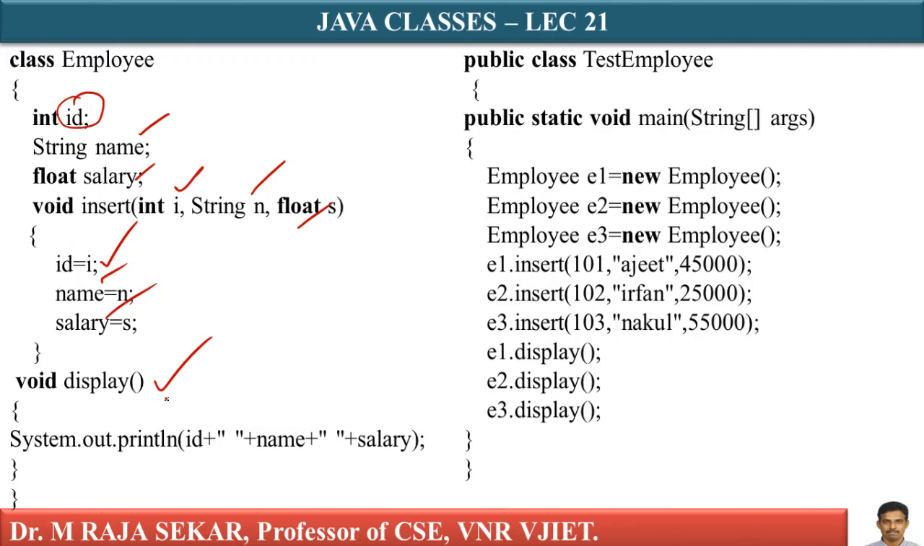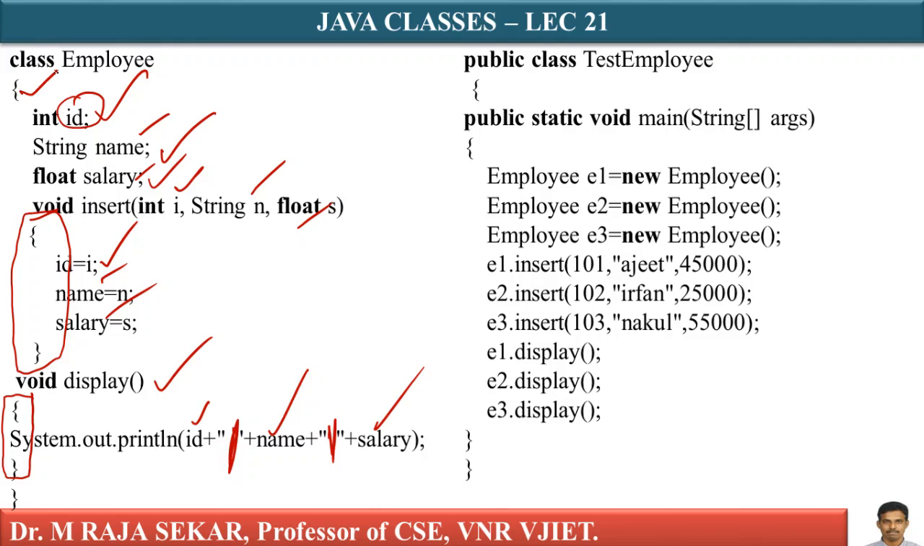Of course, this display method is used to display. Which one will it display? I am displaying ID, appending some space, then appending name, appending space, and then appending salary. It's a repetition of my previous class. This is the beginning and ending of void display, this is the beginning and ending of void insert, this is the beginning of the class, and this is the ending of the class.